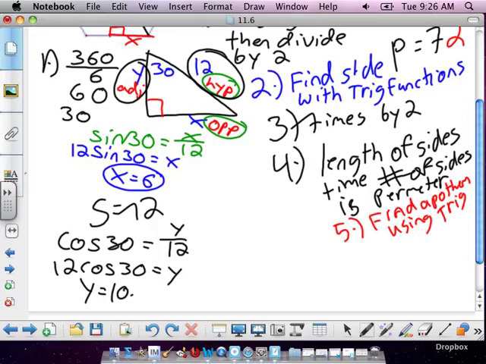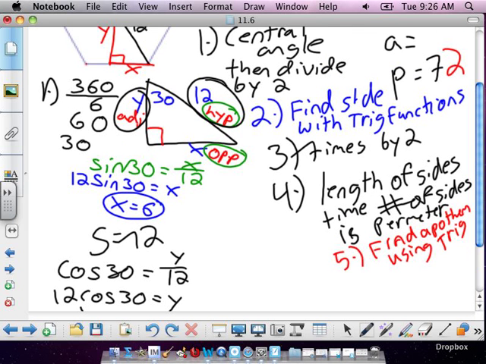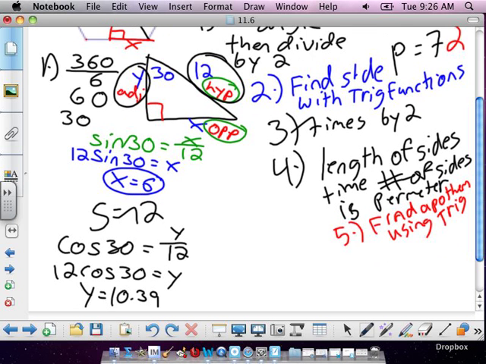Could you not use tangent? No, because if you messed up your side length, you're going to mess up your apothem. So you always go back to what numbers you had in the beginning. Why do you have to go back to your cosine? Because I had to find the length of my apothem. So that's 10.39. We didn't have to do that with the last one because we were given the apothem.